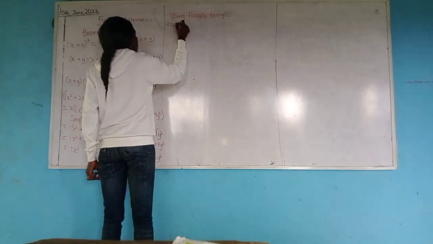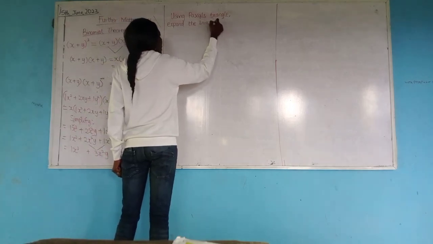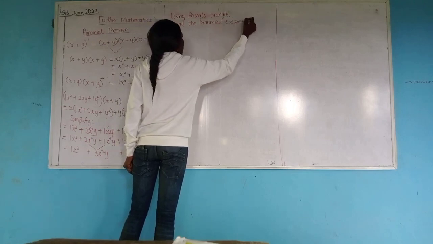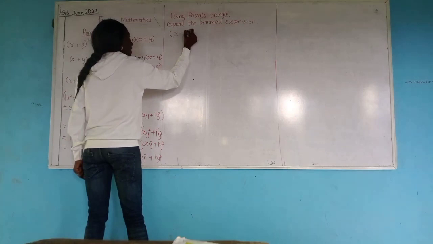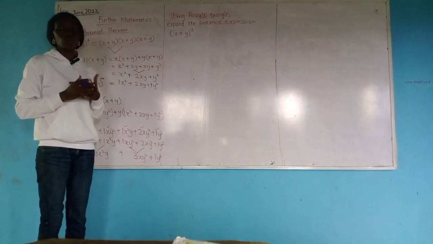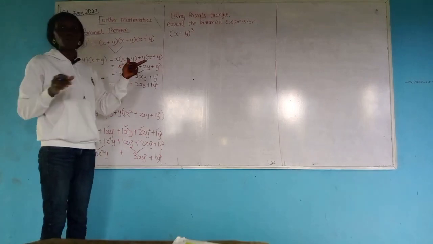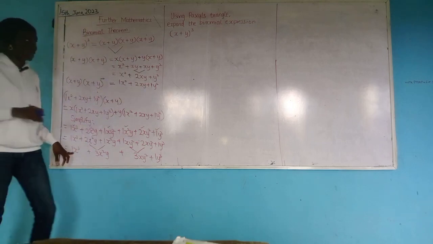Expand the binomial expression x plus y cubed. What do we do? Now, the Pascal's triangle actually gives us an array of the display of all these coefficients, and we're going to be seeing how that works now.